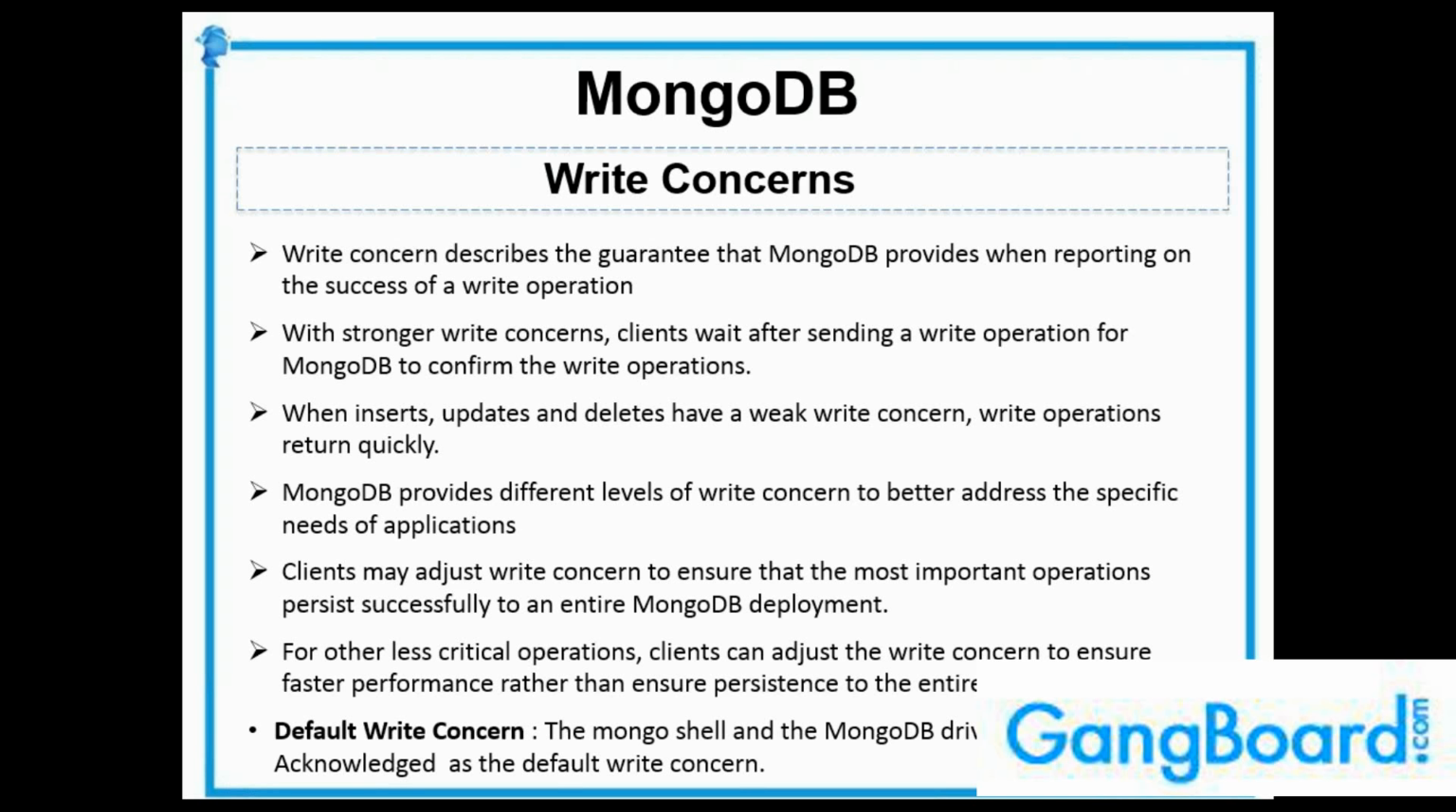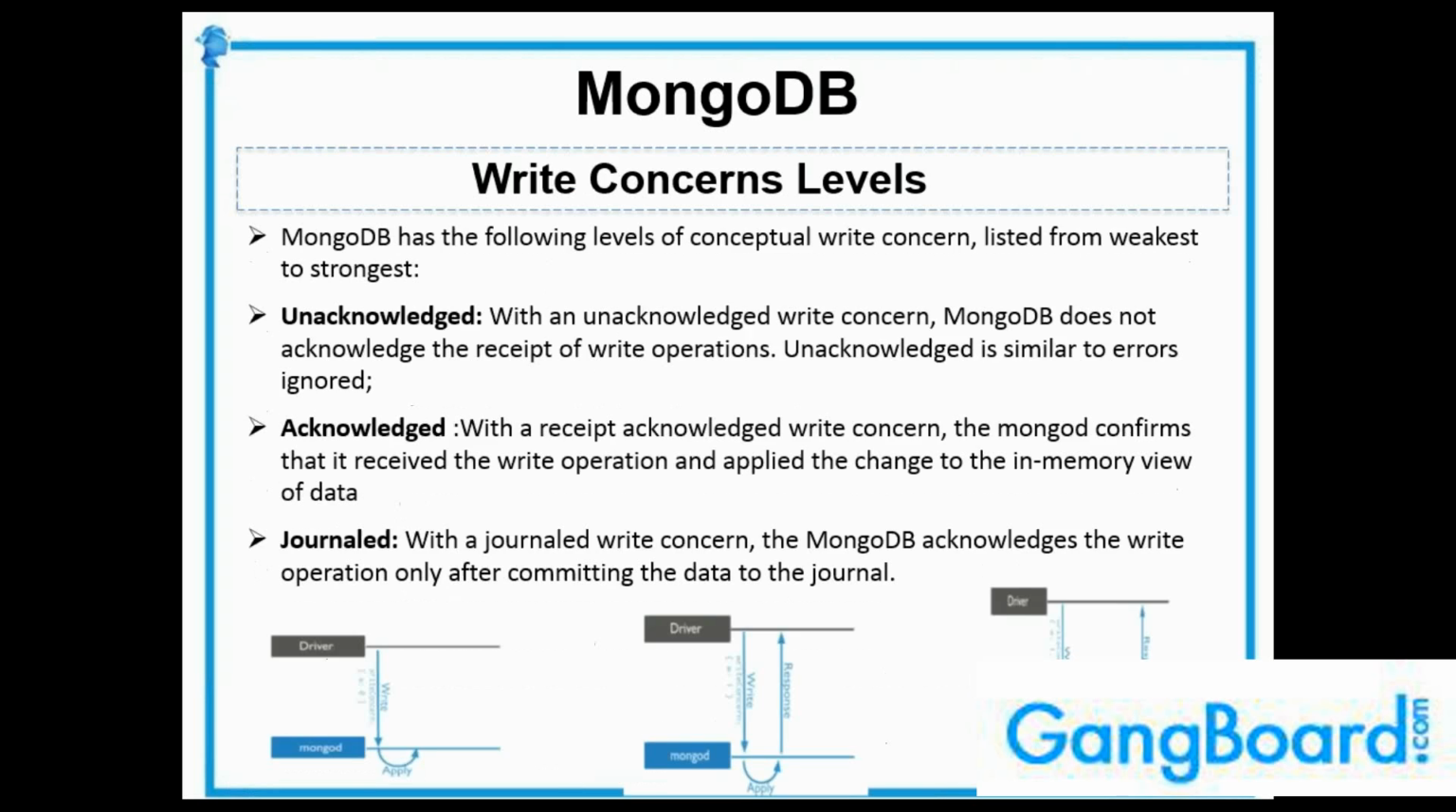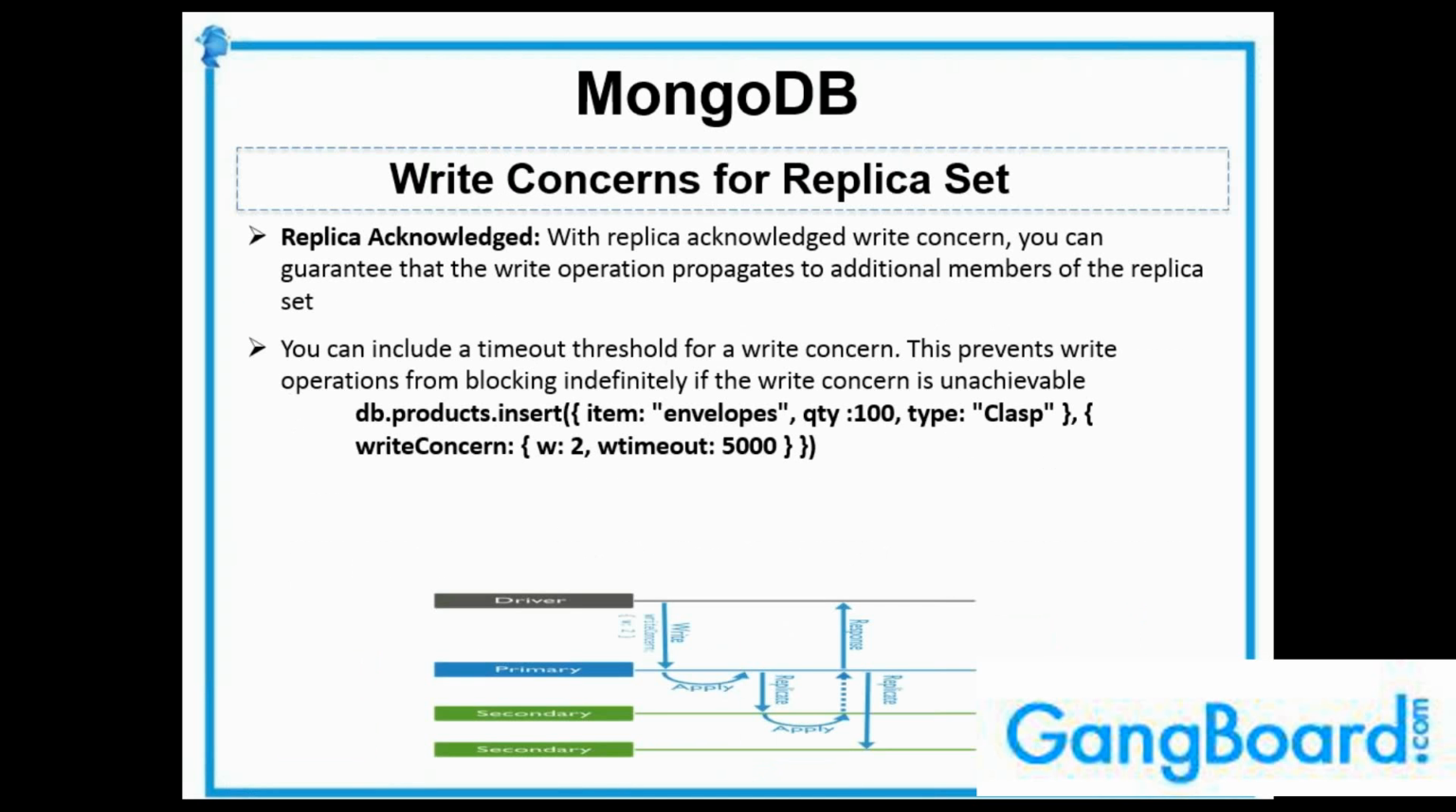It depends upon your application criticality. If your application is very critical, you don't want to lose any data, in that situation you can use write concerns. So the write concerns are unacknowledged, acknowledged, journaled, and then replica acknowledged.